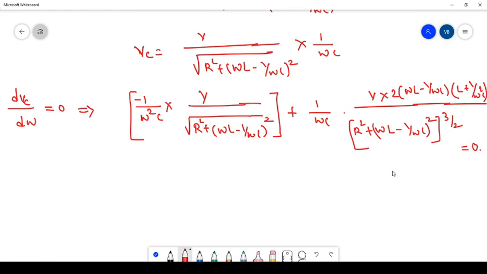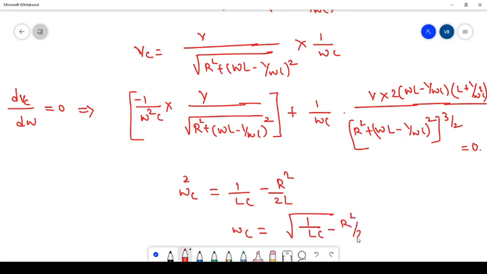Okay, so here we are going to simplify this entire equation. You solve this one, then we'll get omega c square. You solve the entire thing, so here the denominator term cancels. Take common and then cancel out. Then you will get omega square c is equal to 1 by LC minus r square by 2l. So that is omega c is equal to 1 by LC minus r square by 2l.